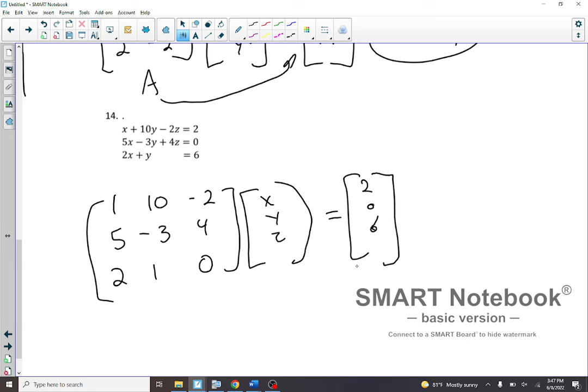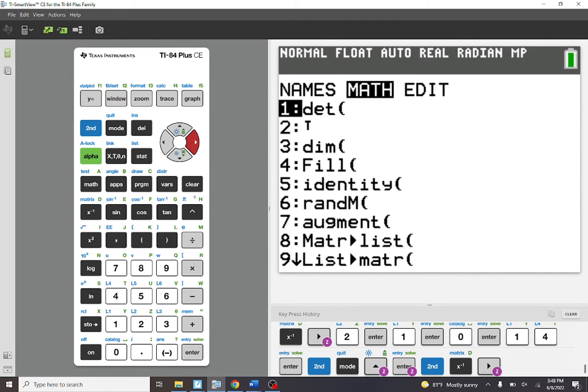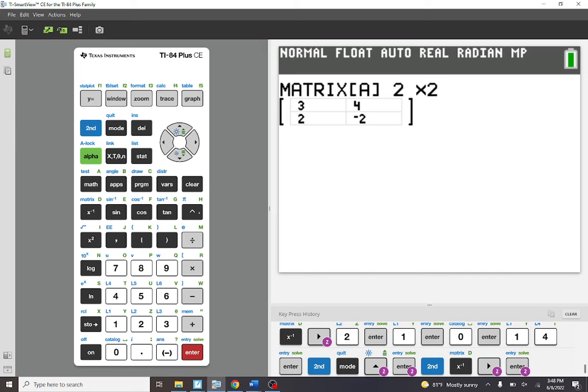Same process though, a negative 1 times b. If this is a and this is b, we're going to move the a to the other side. So a negative 1b. This one you were forced to use a calculator. Second matrix. Let's edit a again. This time we're going to make it a 3 by 3.